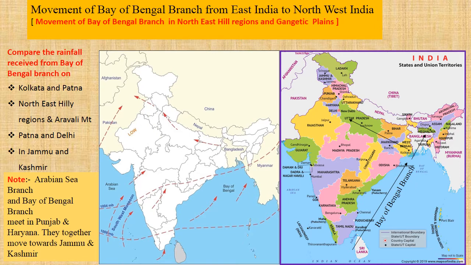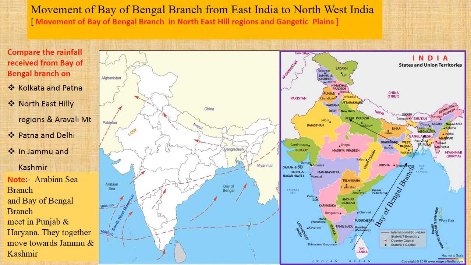Pay attention to the Meghalaya state. Shillong lies to the leeward side of Garo Khasi Jaintia Hills. Shillong is the capital of Meghalaya. As it lies to the leeward side, it will receive less rainfall from Bay of Bengal branch compared to Mawsynram, which lies to the windward side of Garo Khasi Jaintia Hills.